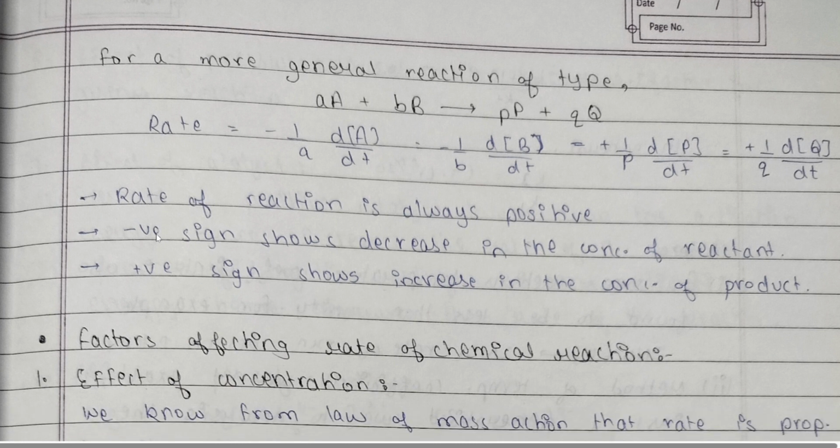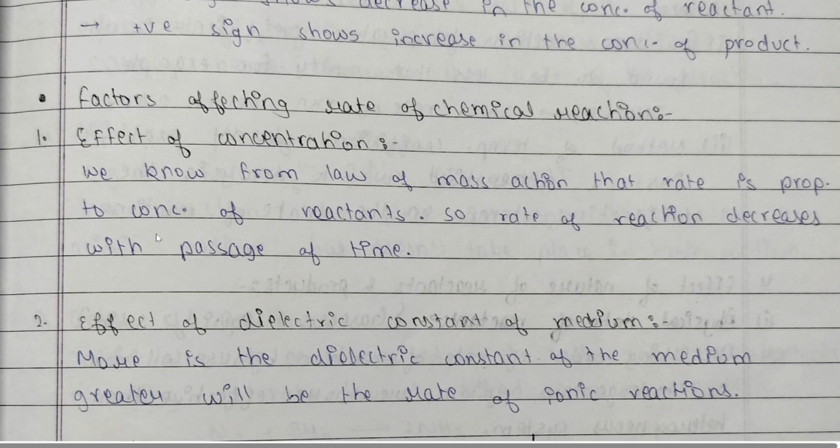Rate of reaction is always positive. Negative sign shows decrease in the concentration of reactant. Positive sign shows increase in the concentration of product. Factors affecting rate of chemical reaction. Effect of concentration. We know from law of mass action that rate is proportional to concentration of reactants, so rate of reaction decreases with passage of time.